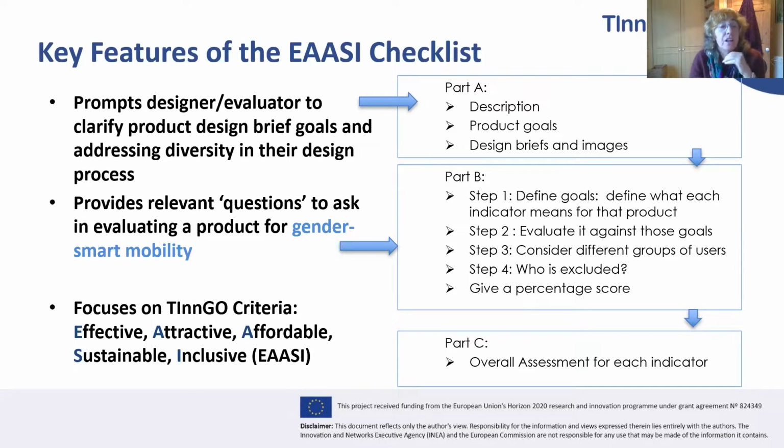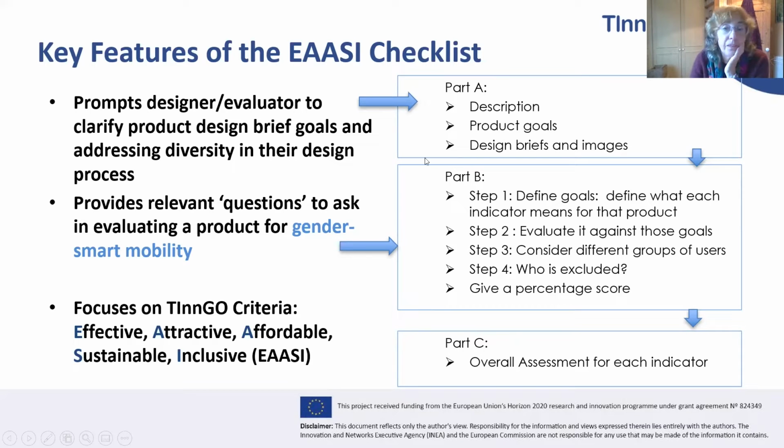The EASY checklist prompts the design, begins by asking the designer to clarify their design brief goals and to think about how they've addressed diversity in their design process. So in part A, we have a declaration stage where people can describe briefly the product that they're evaluating, say what its goals are, and append any design briefs and images that they want to.